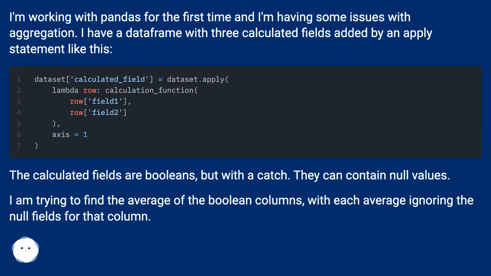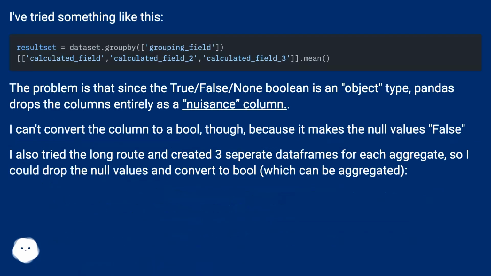The calculated fields are Booleans, but with a catch. They can contain null values. I am trying to find the average of the Boolean columns, with each average ignoring the null fields for that column. I've tried something like this.